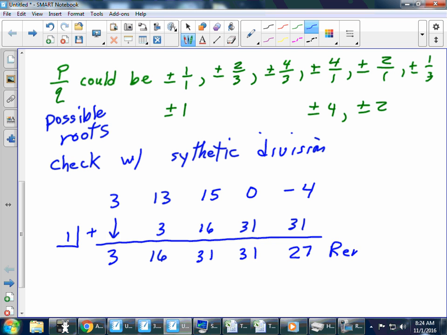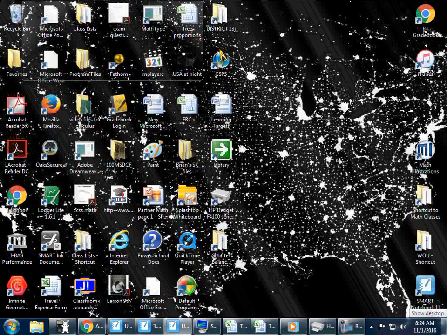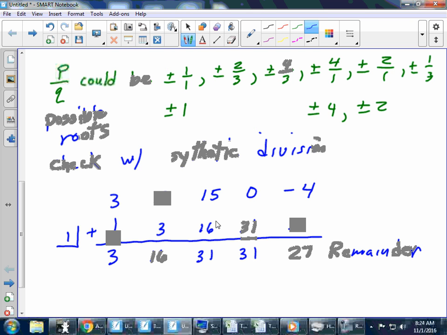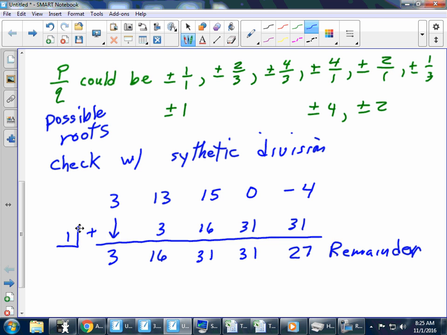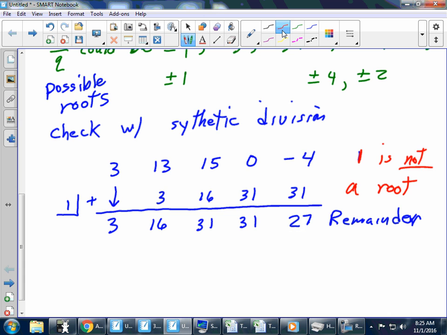We add them. 27 remainder. What does that mean? What conclusion can we draw? It's not a root. So 1, I'm going to go in red. 1 is not a root. So what? Fall down 7 times, get up 8 times. Big deal. Do it again.